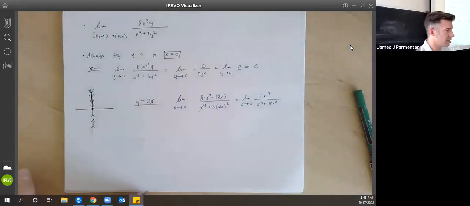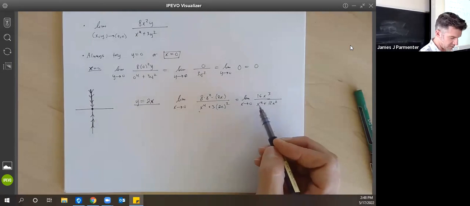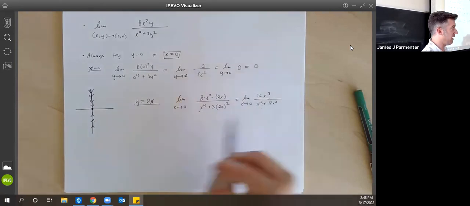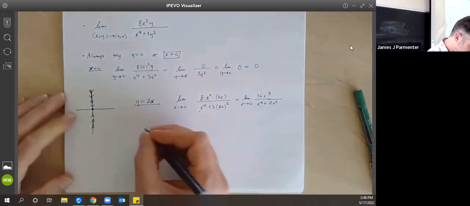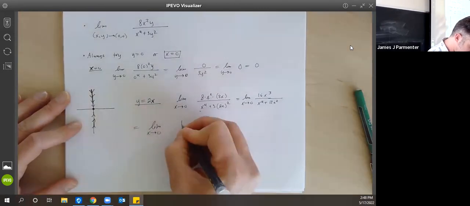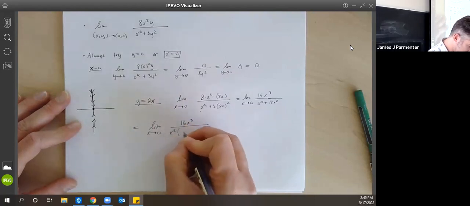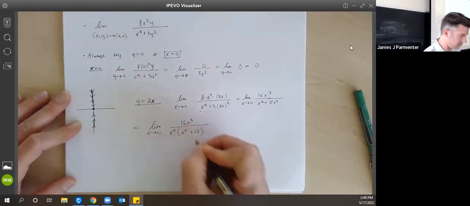So when you have a 0 over 0 like this, what you want to do is factor out as much x as you can from the denominator. So if I have x to the 4th plus 12x squared in the denominator, I can factor out an x squared. If I do that, I still have 16x cubed on top, and I have x squared times x squared plus 12 on the bottom.